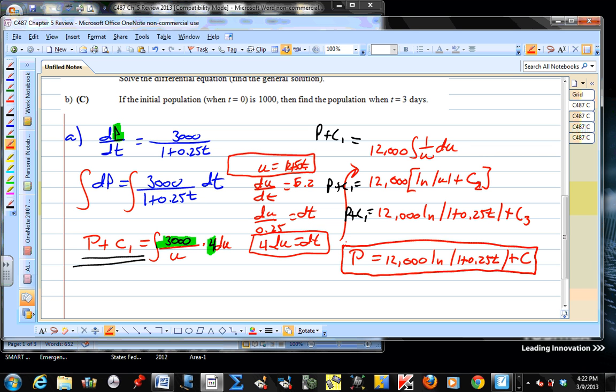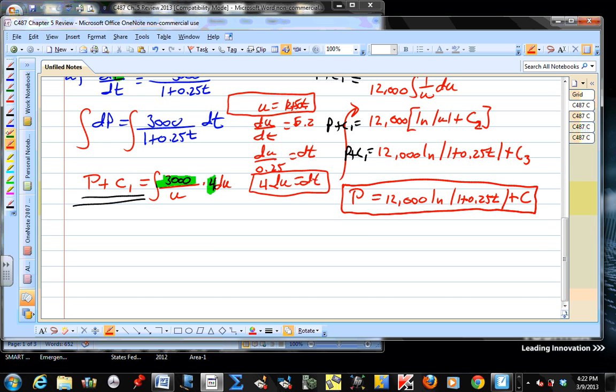Now in part B, we're supposed to find the population when time equals 3 days if the initial population is 1,000. So let's keep this in mind, and we're going to find the population when time equals 3. Let's do some work here for part B. Here's our general solution. P is 12,000 times the natural log of the absolute value of 1 plus 0.25t, plus a constant. We're allowed to use a calculator, but I don't think we need to use one yet.